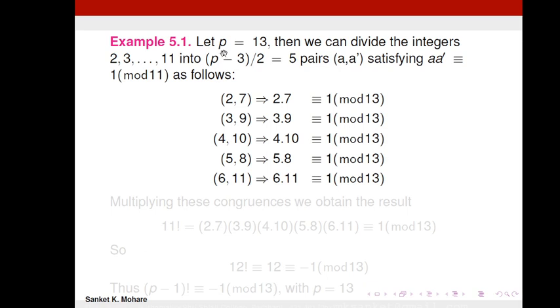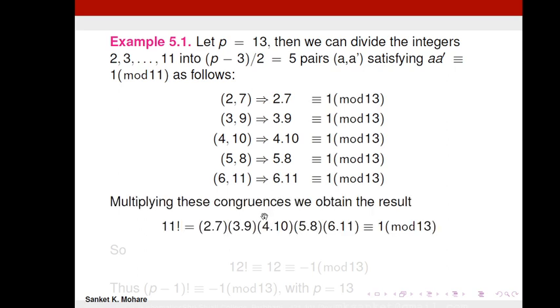So whatever prime number is given, we have to collect (p minus 3) by 2 such pairs, and here we have to omit the integers 1, p minus 2, and also p minus 1. Now whatever we do in the proof, the same we have to do here. We have to multiply these congruences.